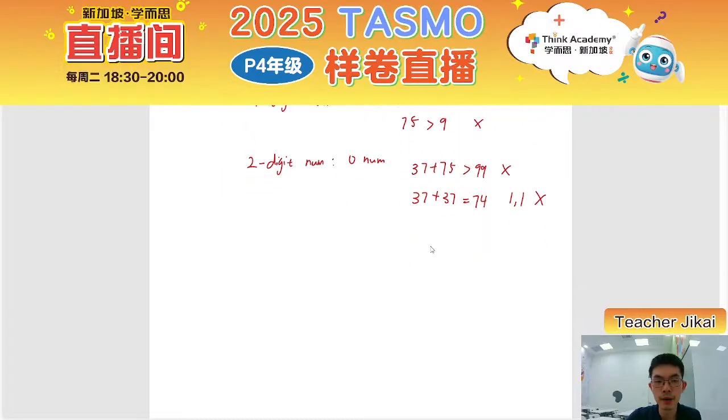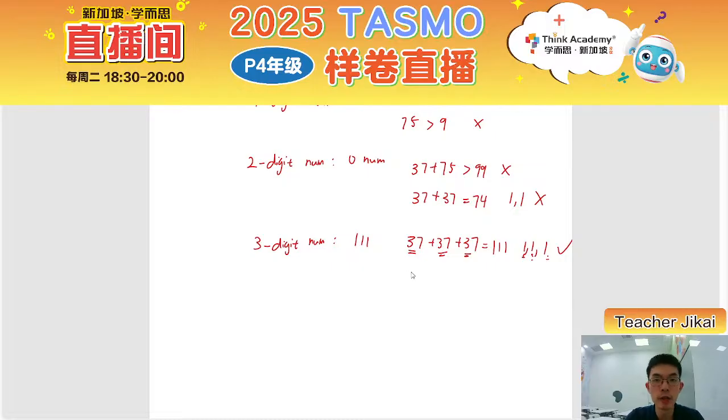So now let's think about the 3-digit number. 3-digit number also has several cases. The first case is we have 1, we have 1, we have 1, right? So the total length here is 37 plus 37 plus 37. It is 111. The elements here are 1, 1, and 1. Yes, it will be the case, right? We have 111 being one possible number.